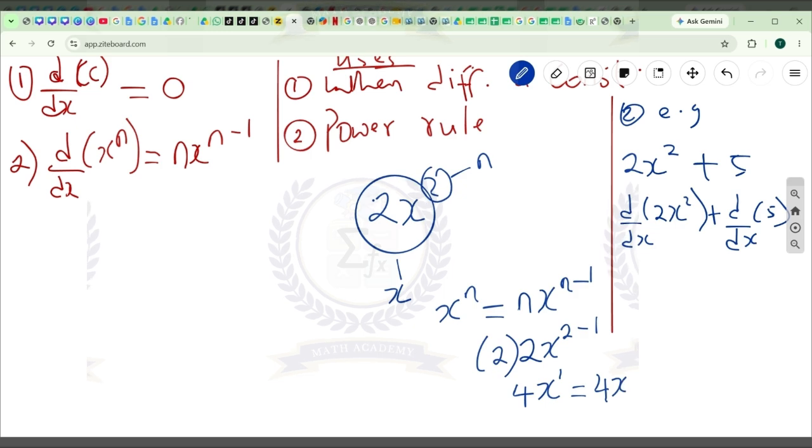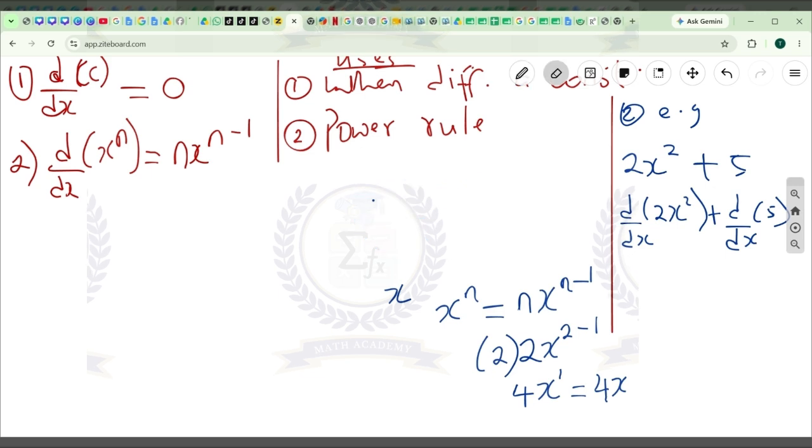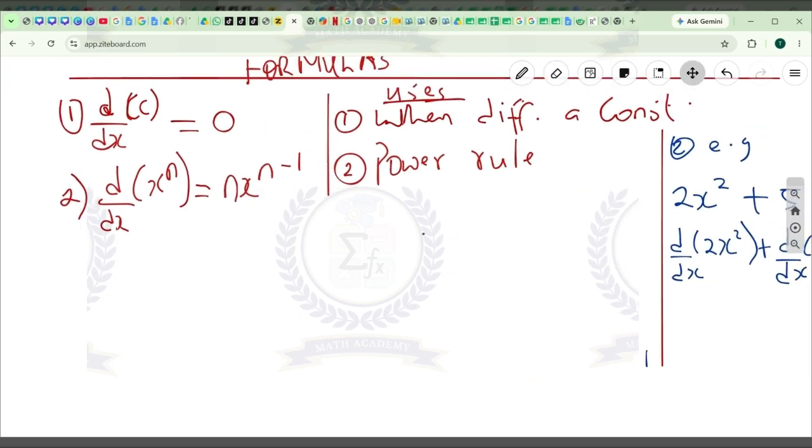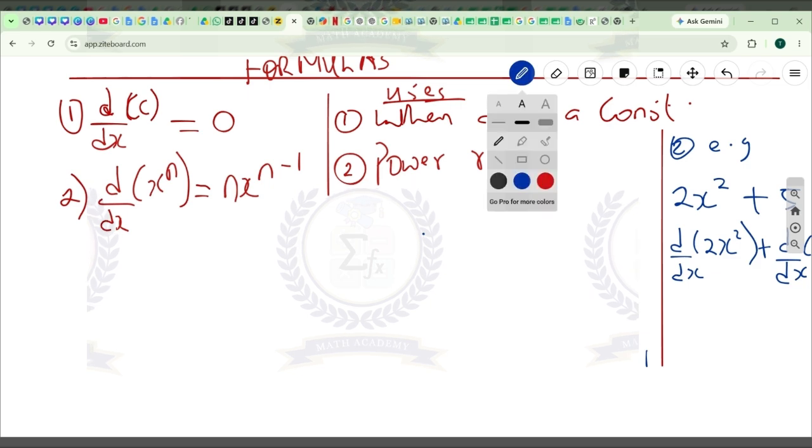So whenever you have a function to the power, you use the power to multiply the function, and then you subtract 1 from the power. That's just the power rule, and that's how you apply the power rule. Let's look at the third function. Remember, these formulas are very, very important. You should master them and know how and where to use them.